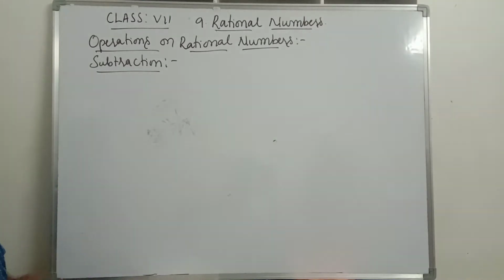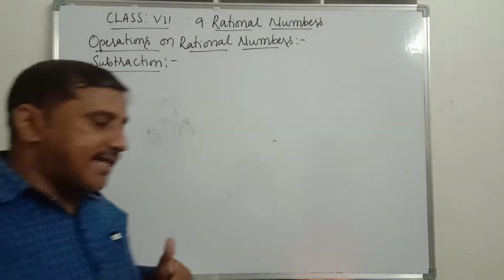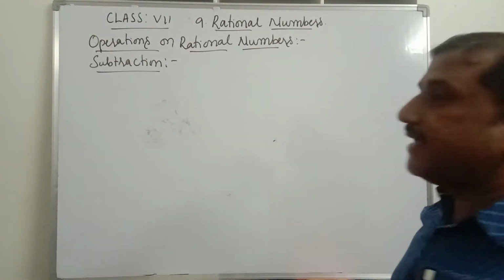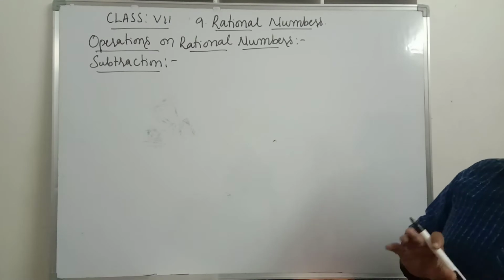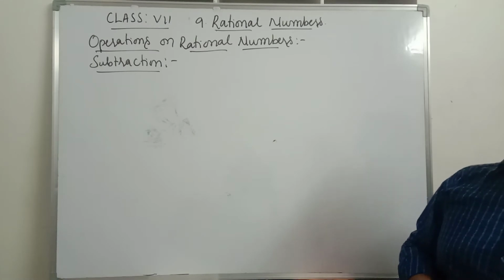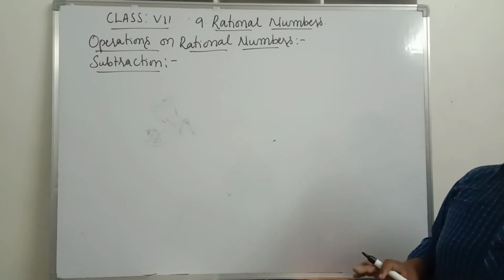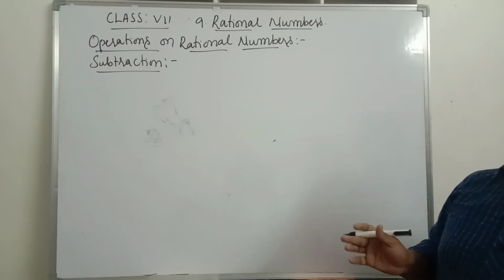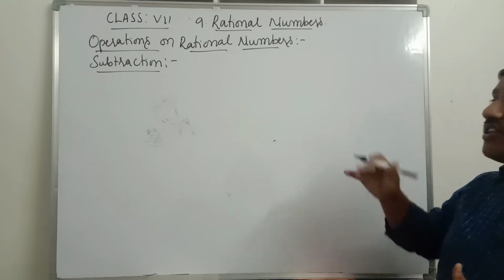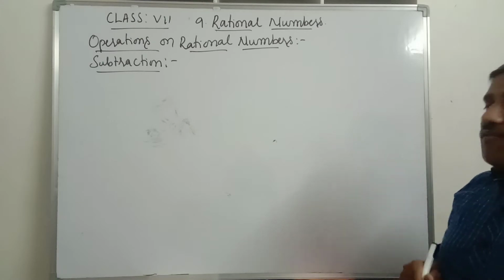In the last class we discussed the comparison of rational numbers, that is ascending order and descending order. Then we studied operations on rational numbers, that is addition. And now today we are going to discuss subtraction, multiplication and division of rational numbers. That is the last concept of this chapter.